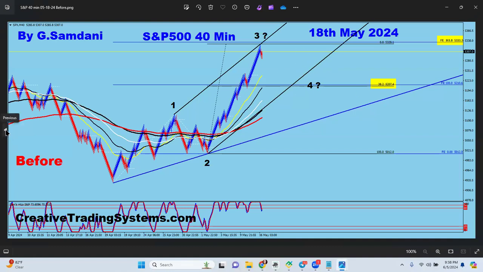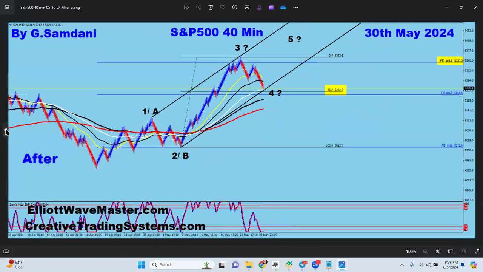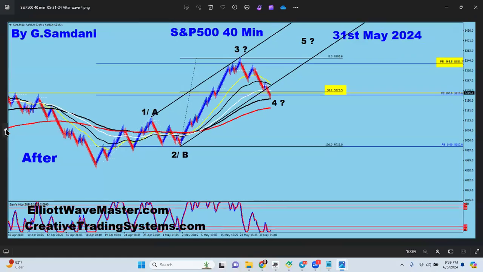I'm going to fast forward because I made a lot of charts in between. So see this, right then and there, it started to come down. This is the S&P 500 40-minute chart. I had it that from 61% it's going to drop. It went up a little bit. Then I made this chart that it's going to drop here to 38% and then go back up for wave 5. And what happened? It started to come down slowly, every day, little by little.